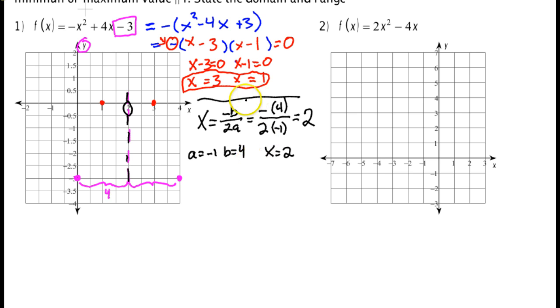Okay. How do we know where the vertex actually is? All right, that's when you plug 2 back into here and see what we get. So let's plug 2 back in. F of 2 means we're plugging in 2 into here. I'm going to write it this way. Instead of negative, I'm going to put -1, times 2 squared plus 4 times 2 and -3.